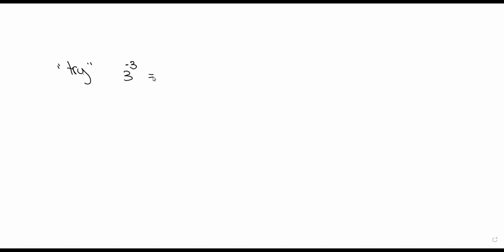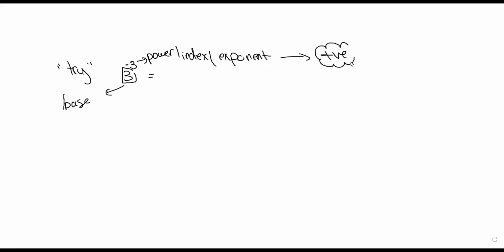Let me remind you that this 3 is called the base, and this 3 is called the power or the index, and sometimes in books it is called an exponent as well. If you place this on the calculator, I guarantee the answer is going to be positive. Not just positive, but the answer is also a fraction, which is 1 over 27.